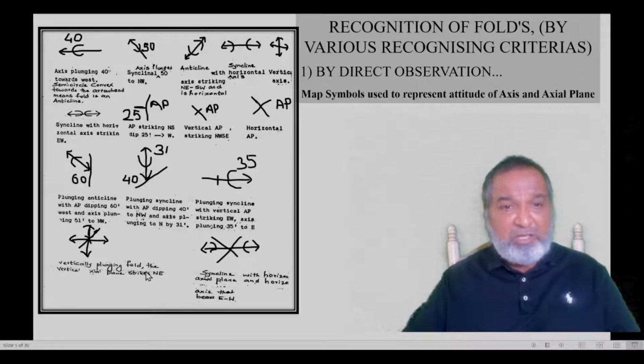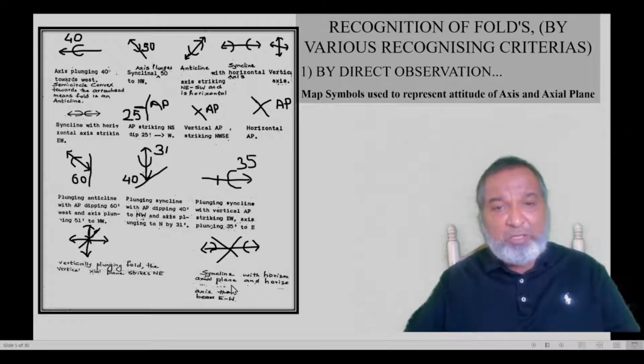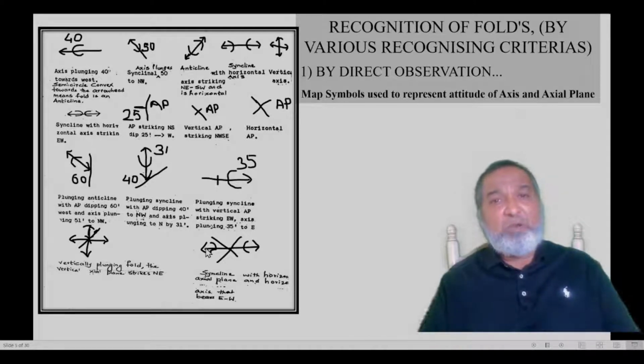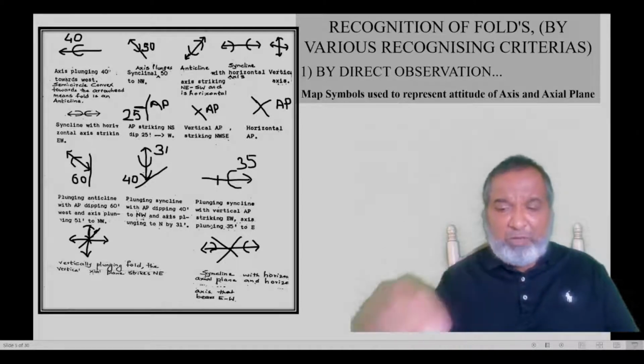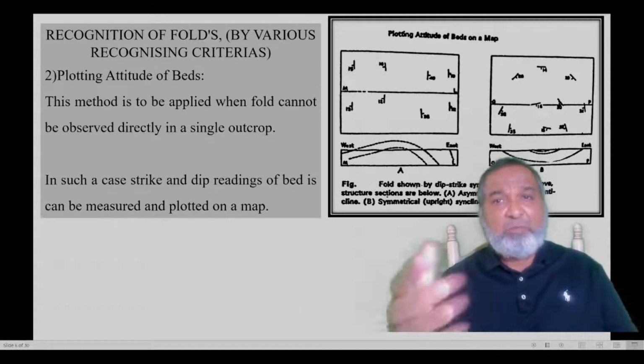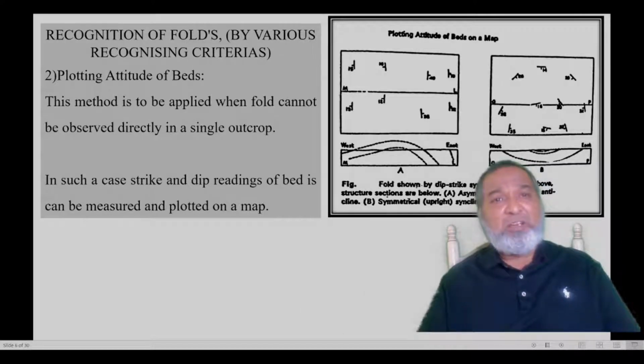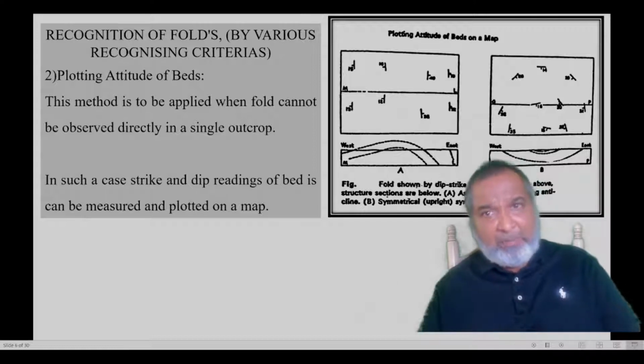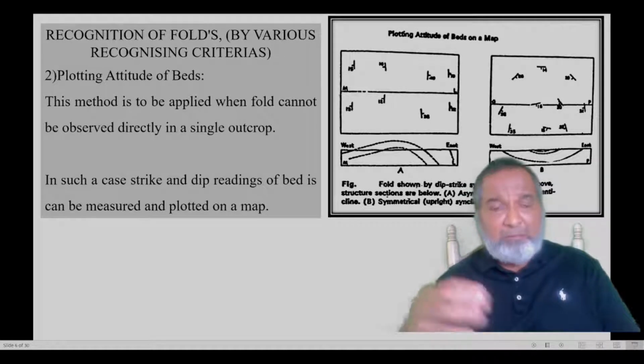Then vertically plunging fold, the vertical axial plane which will be there. So that will be given the symbol, and syncline with having a horizontal axial plane and horizontal east-west. So this is the symbol. So these are the symbols which we are going to use in the map, and with the help of these symbols we are going to recognize this particular thing in the map studies.